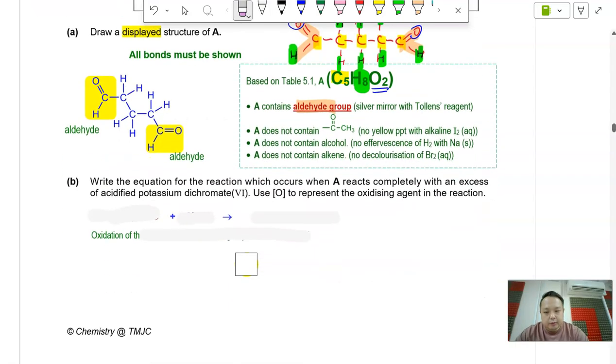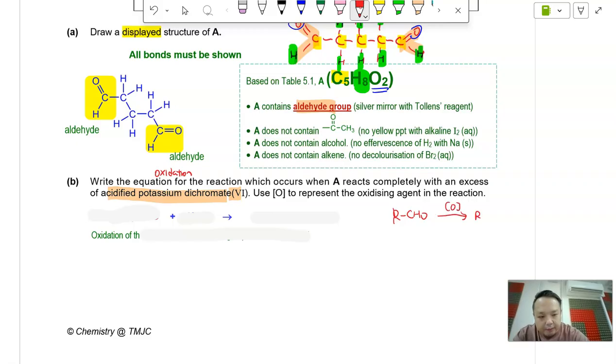Okay, moving on. The question asks us to write an equation for what occurs when A reacts completely with an excess of acidified dichromate. So acidified dichromate is your oxidation reaction. So what happens is that your aldehyde, in this case, RCHO, upon oxidation, will become RCOOH. The question wants an equation, so we need to balance the correct number of oxygen. So essentially, you can see that every time you do this, you are basically inserting a O in between the CH bond.